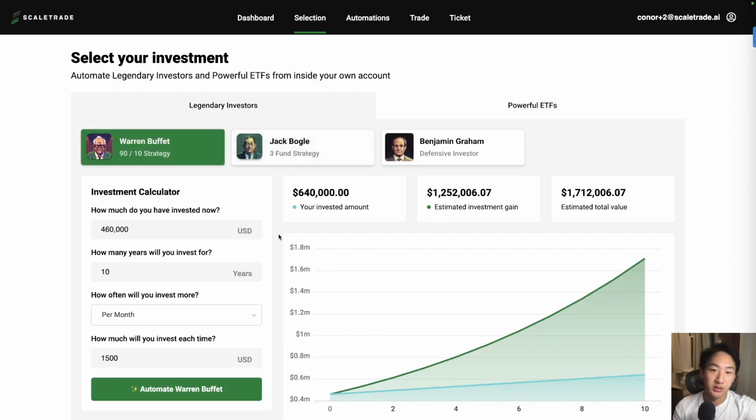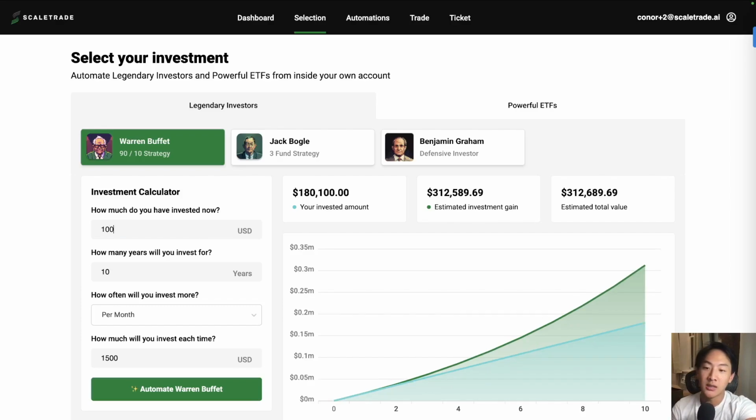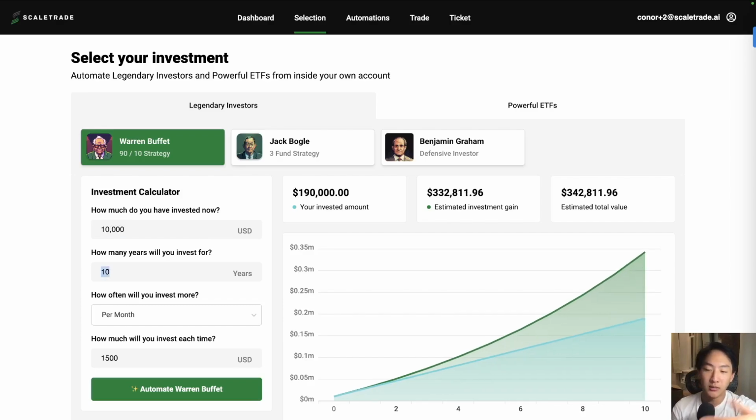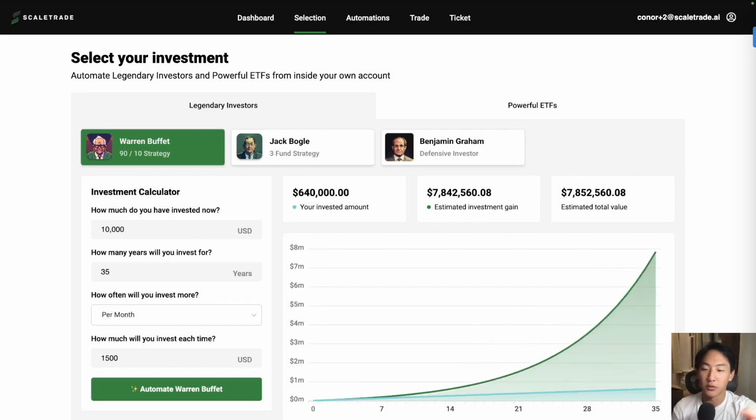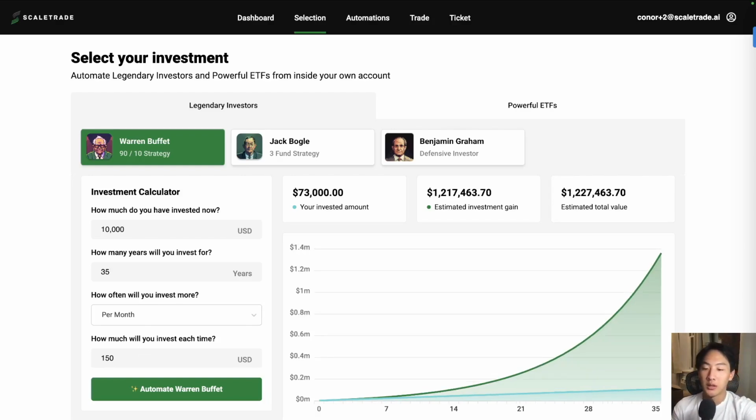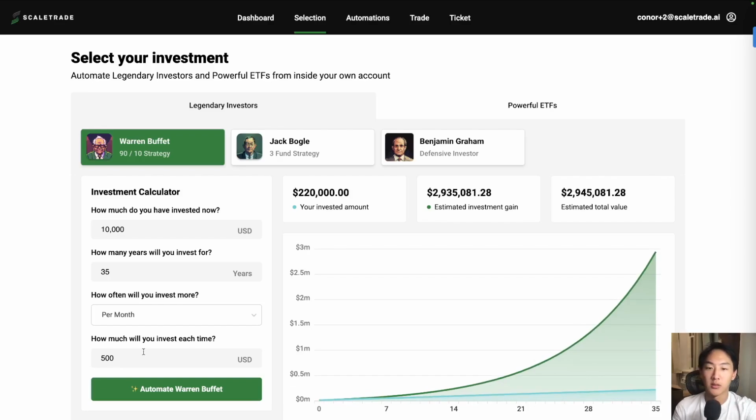So, in more detail, what does Scale Trade do here? Really, the magic is in these legendary investor strategies. We allow anyone to take an existing brokerage account like a Webull, Charles Schwab, E-Trade, and connect it to Scale Trade. Once it's connected, you can check out this calculator and say, okay, I have $10,000 to start. I am younger, so I'm going to be able to invest over 35 years. I'm going to invest once a month, and let's start with $500 a month.